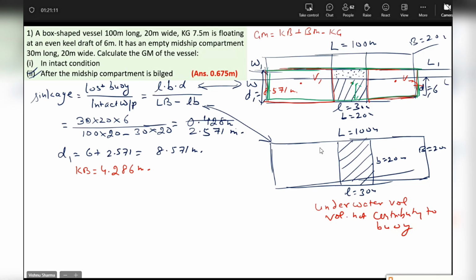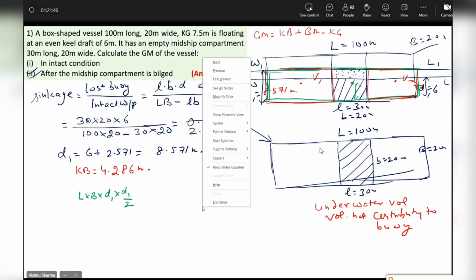So what are we saying? Pay attention to the expression I'm using. Vertical moment of underwater volume up to W1L1. And my eye goes on the diagram on top. First, I identify the underwater volume. The underwater volume is LBD1. For vertical moment, I multiply the lever from keel, which is D1 by 2. Is it the vertical moment of underwater volume up to W1L1? Yes or no, guys? Yes, sir.